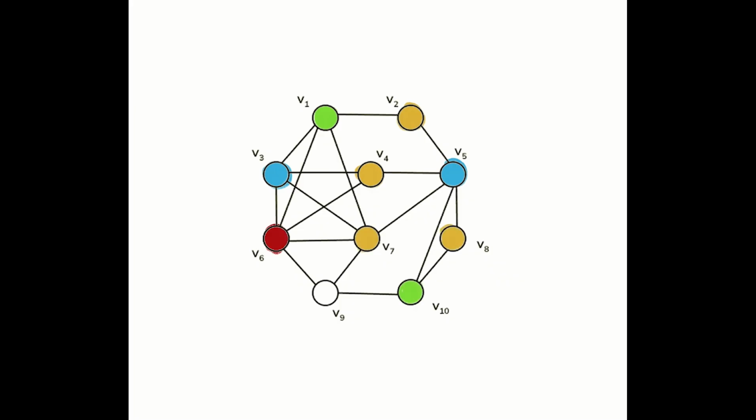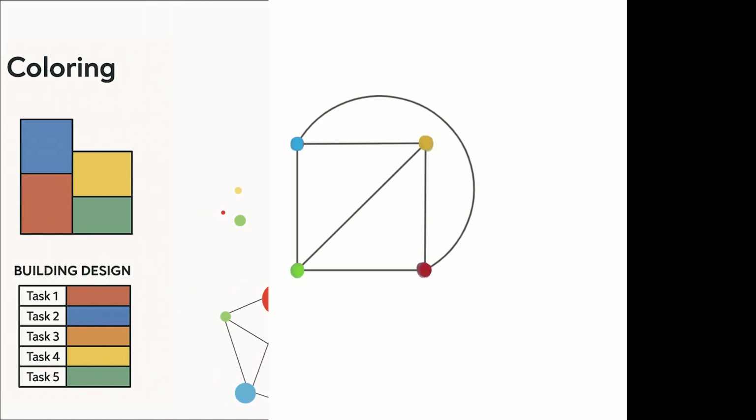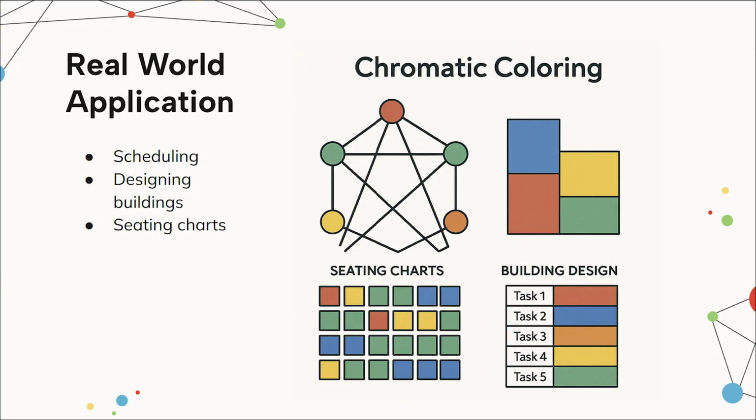This first example is on a non-planar graph because there are edges that cross. And then the next example that I have is planar and was a lot easier to do. Real-world applications as well include different things such as scheduling, designing buildings, and also seating charts. So that's pretty fun as well.